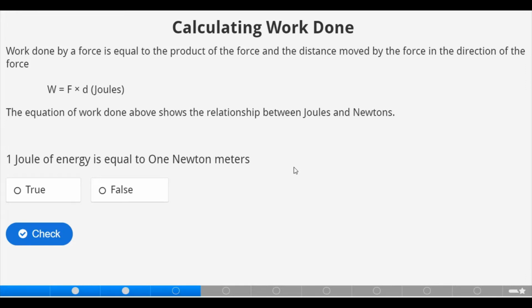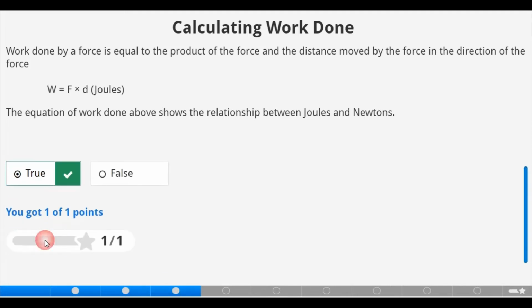So with this true or false statement, let's check it out. 1 joule of energy is equal to 1 newton meter. Is that true or false? The answer is true. So let's check. That's correct.